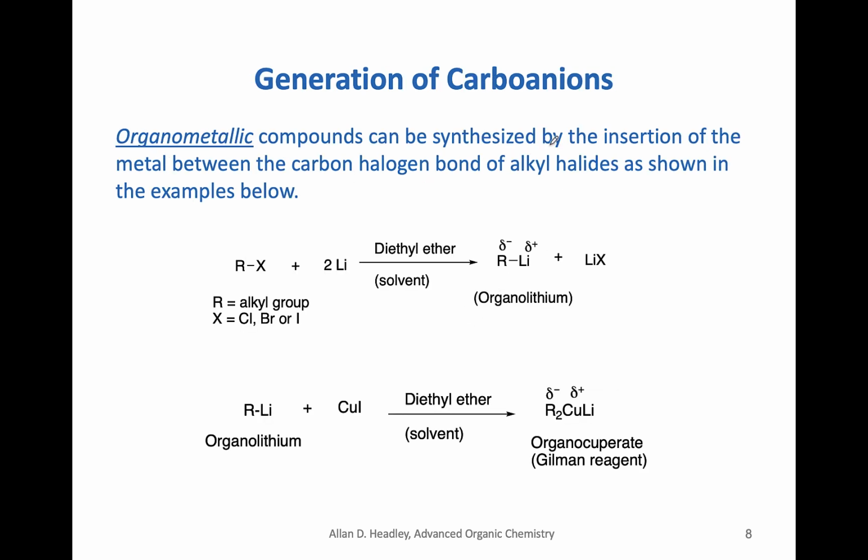Let us look at the generation. How do we make these? They are essentially made by the insertion of the metal into a carbon-halogen bond, alkyl halides. So if you have R-X, where X is a halogen such as chlorine, bromine or iodine (the fluorine bond is just too strong), you can insert your lithium right in here, and as you can see here we have the RLi. Of course this will break to give Li plus. So this is your organolithium.